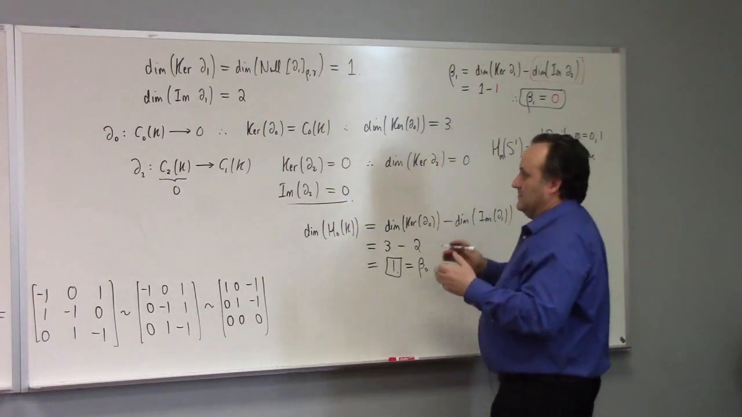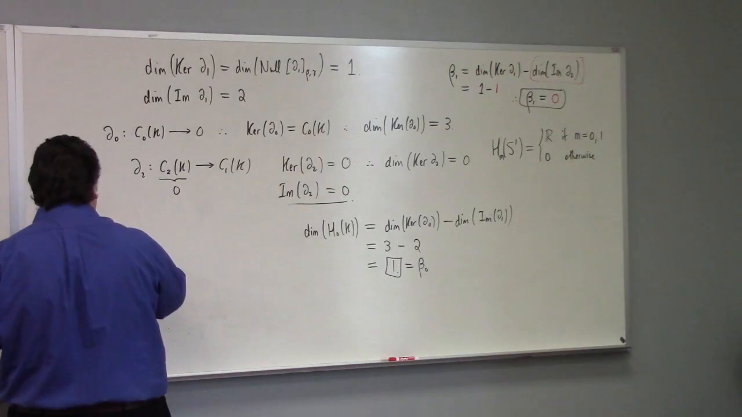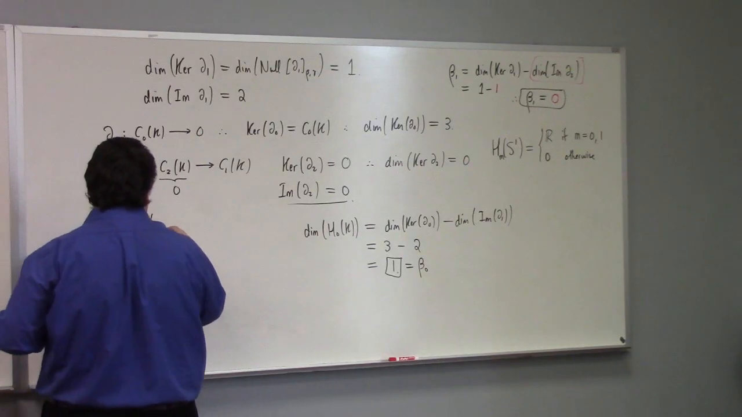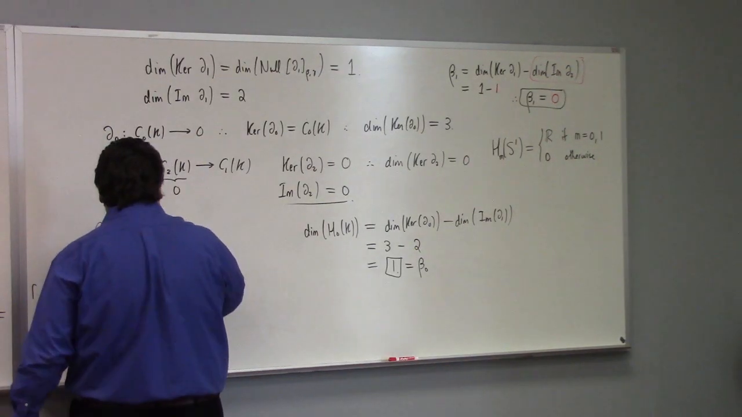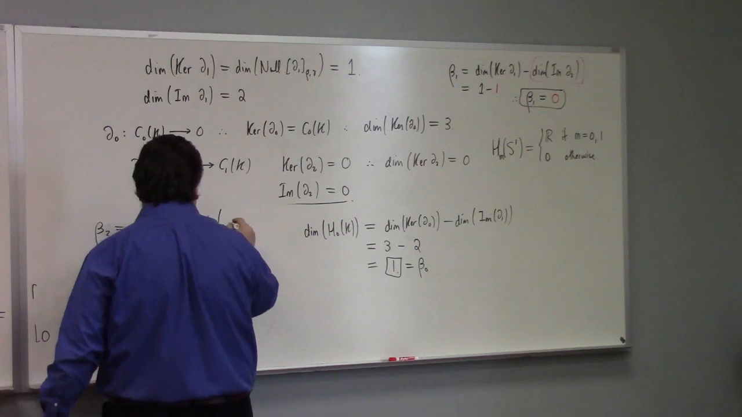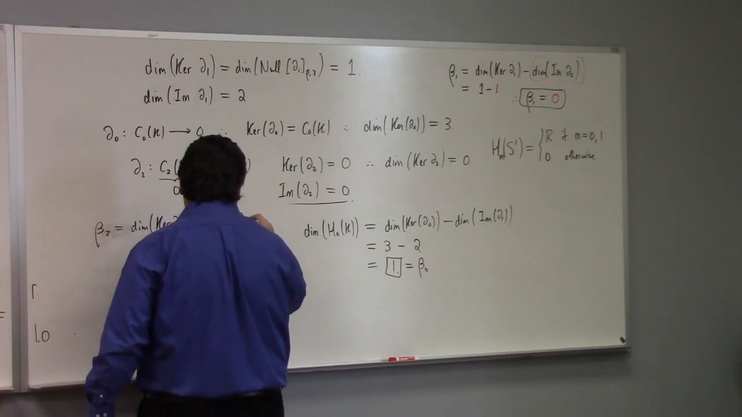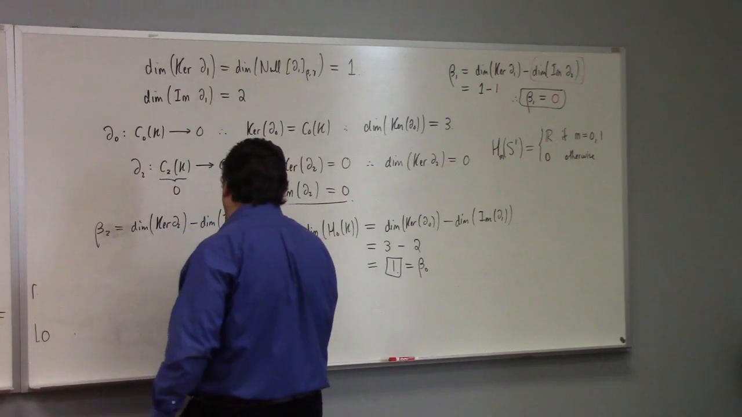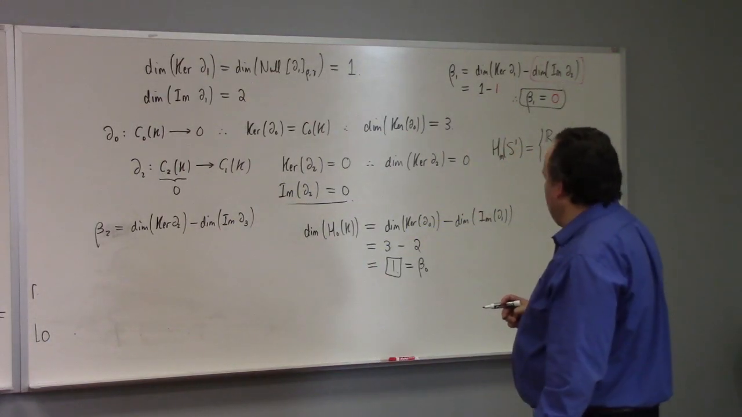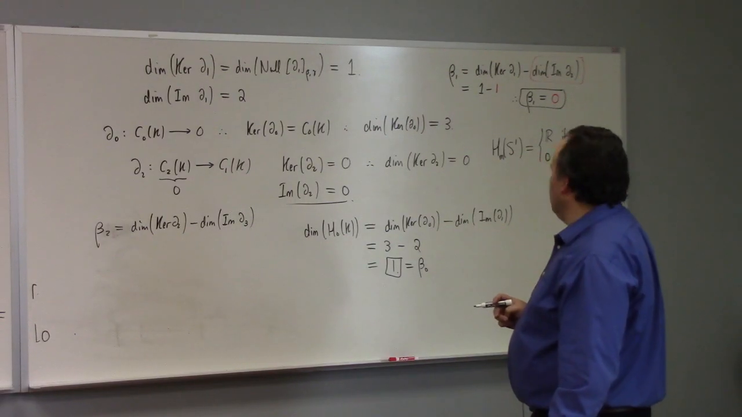We have beta 2, which is the dimension of the kernel of boundary 2 minus the dimension of the image of boundary 1? Just give me 0. So you get 1. Oh, this is 0, isn't it? Yeah.